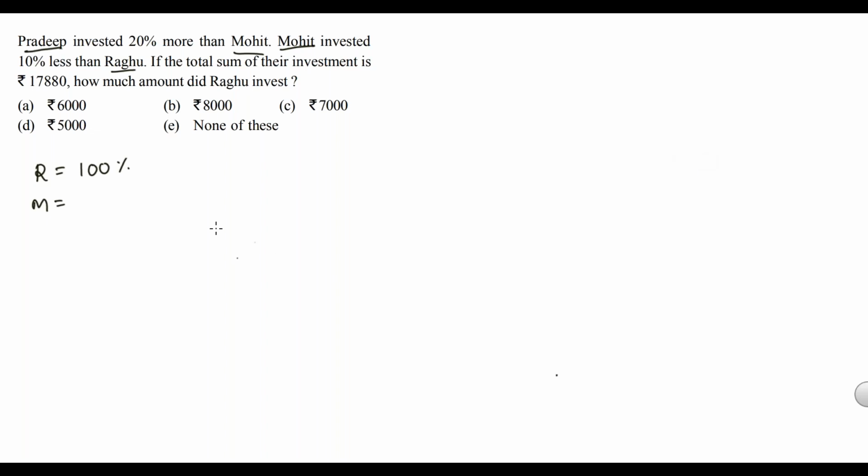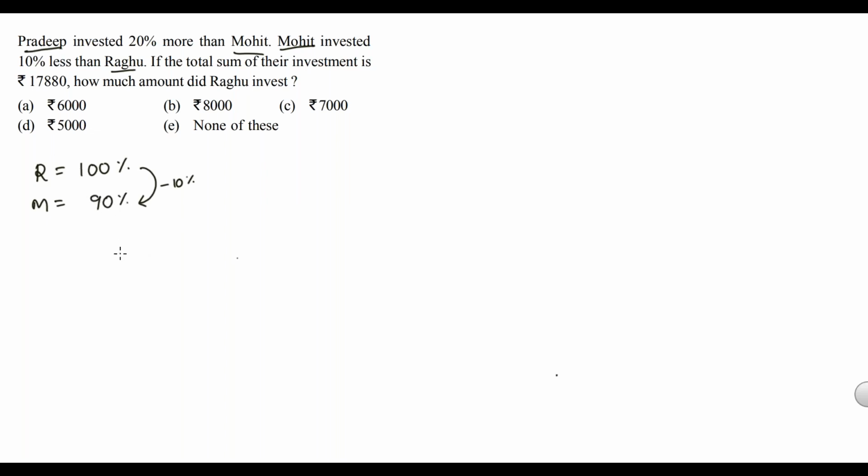My question is, if Mohit has invested 10% less than Raghu, then what should be Mohit's investment? Okay, so 10% of 100 is 10. So if it is 10% less, then it should be 90%.